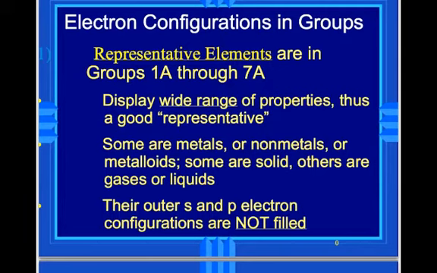Now, when we talk about representative elements, these could be elements that are in group 1A through 7A. And each group does display a wide range of properties. And so we would want to say that they're representative. So some are metals, some are nonmetals, some are metalloids, some are solids, others are gases or liquids. So they have a wide variety of properties. And why we call these representative elements is that their outer S and P electron configurations are not full. So if your S or P is not full, that's a good clue that it's a representative element.